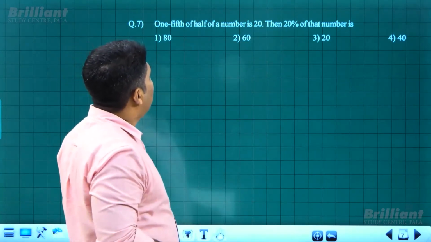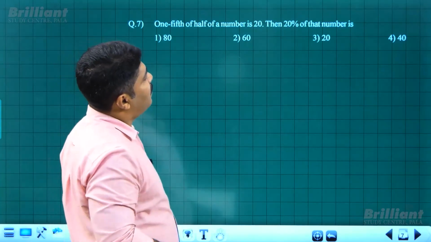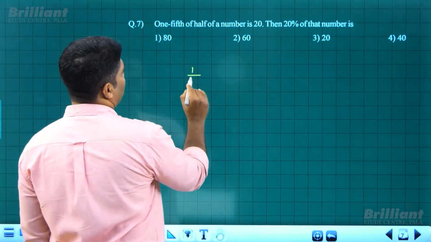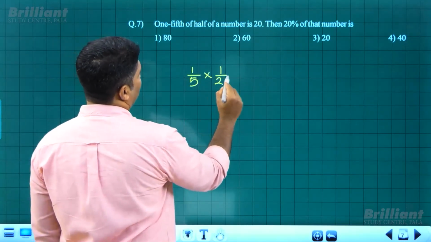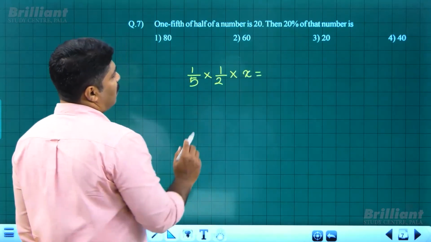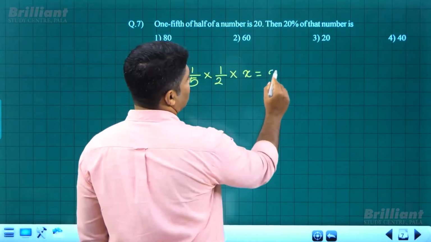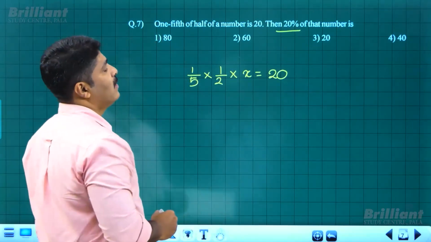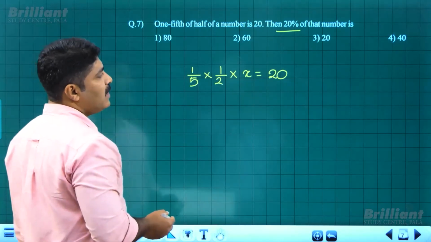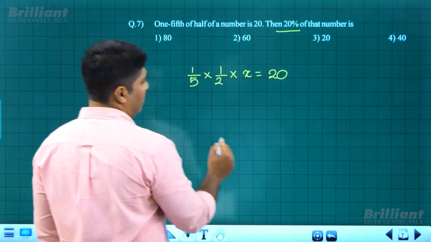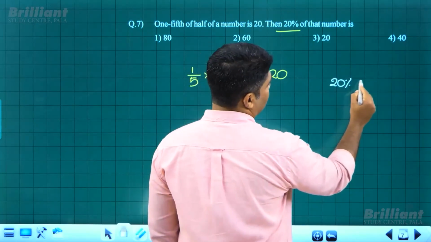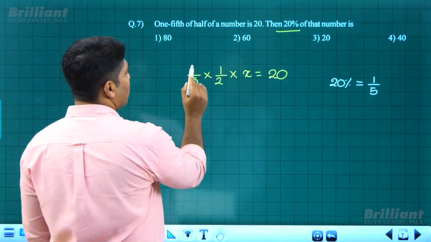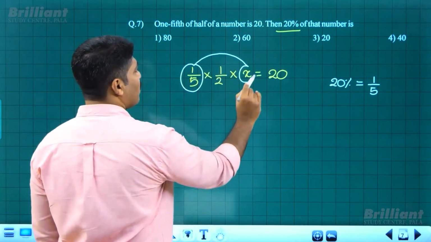Then the next question: 1/5 of half of a number is 20. Then find 20% of that number. So 1/5 of half of a number is 20. Then we have to find out 20% of that number. So you know that 20% of any number, 20% is nothing but 1/5. So 20% of a number means from here itself you can find that it is 1/5 of x.